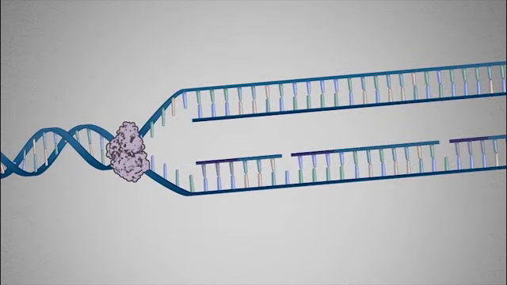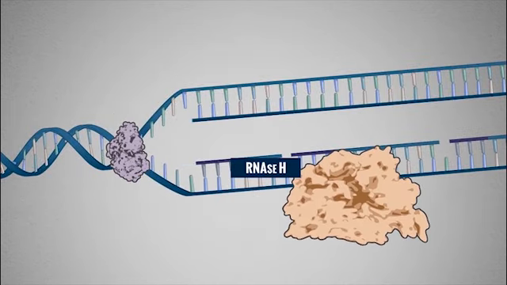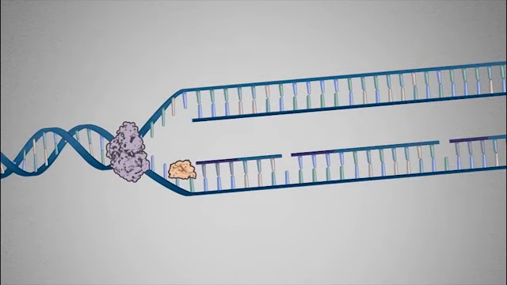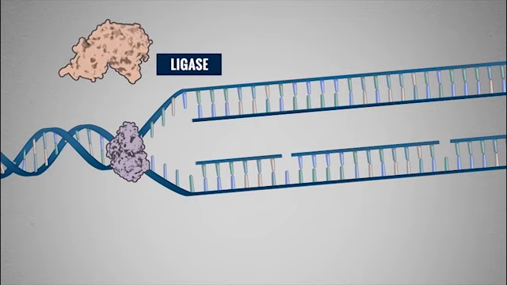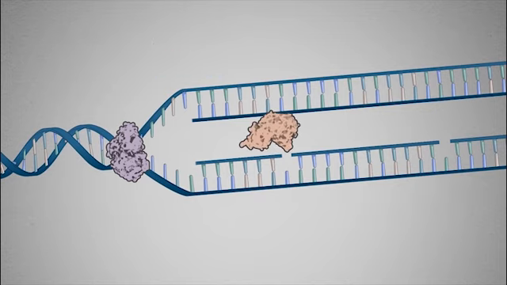As replication proceeds, RNase H recognizes and removes RNA primers bound to the DNA template. DNA polymerase 3 can then fill in the gap left by RNase H. The DNA replication process is completed with the enzyme DNA ligase, which joins the short DNA pieces together into one continuous strand.